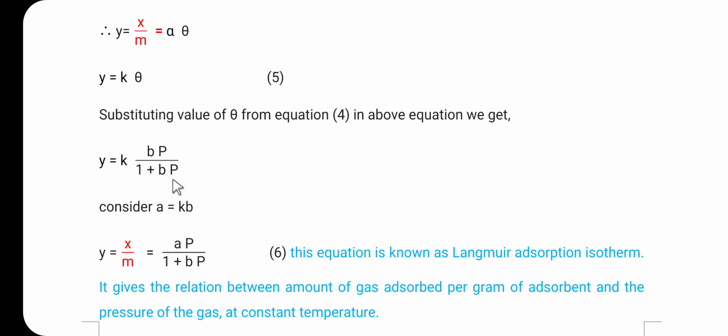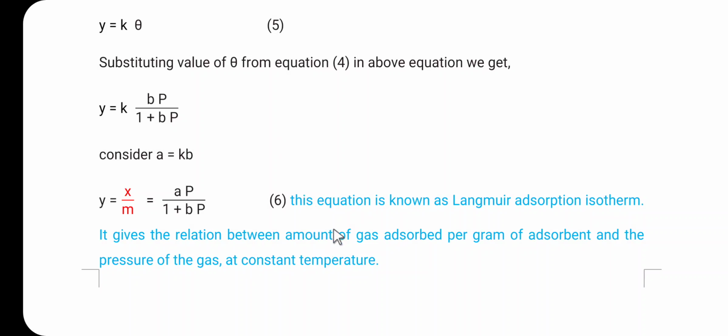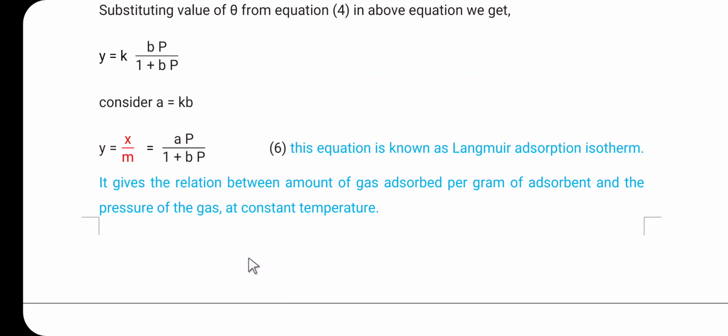Here K is constant, B is also constant, so KB is another constant and it is equal to A. So this equation can be written as Y is equal to X upon M is equal to K into B, which is A, so AP divided by 1 plus BP. This is equation number 6. Friends, this equation 6 is known as the Langmuir adsorption isotherm. It gives the relation between the amount of gas adsorbed per gram of the adsorbent and the pressure of the gas at constant temperature. So equation 6 is very important.